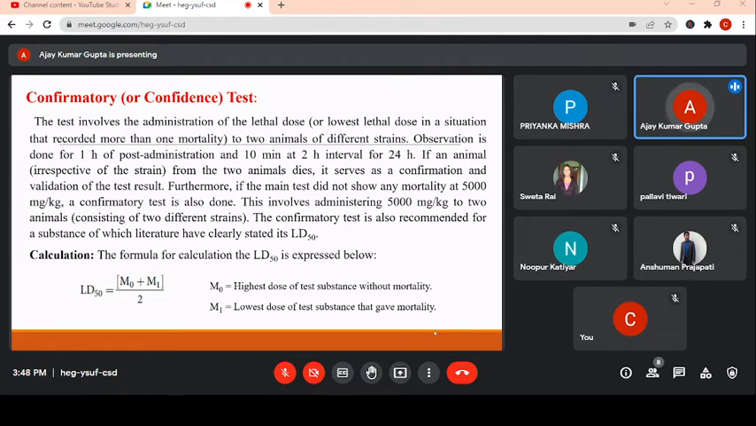So how will we do the calculation? There is a formula. The formula for the calculation of LD50 is expressed below. LD50 is equal to (M0 + M1) divided by 2, where M0 is the highest dose of test substance without mortality, while M1 is the lowest dose of the test substance that gave mortality. I hope it is clear.